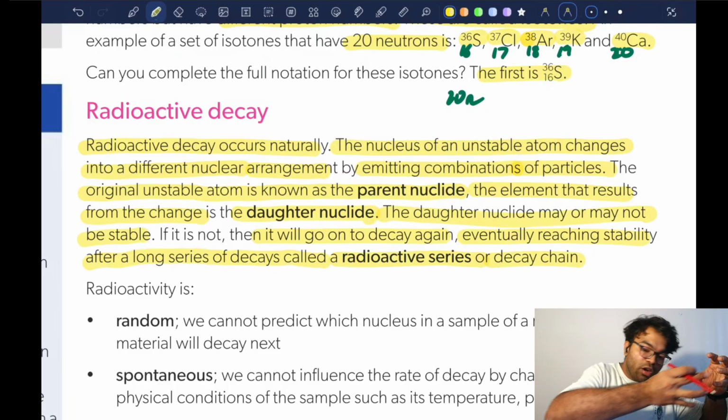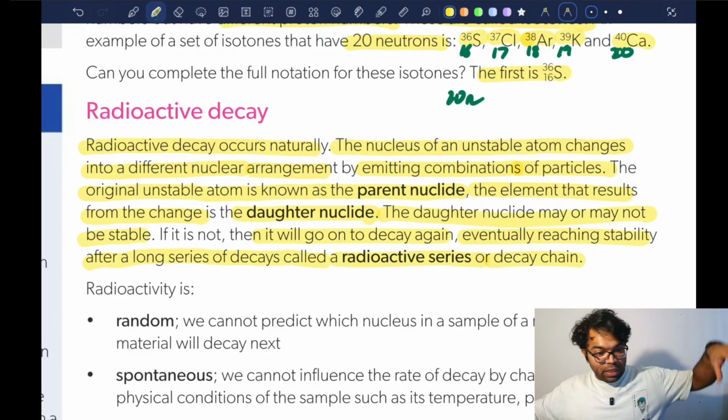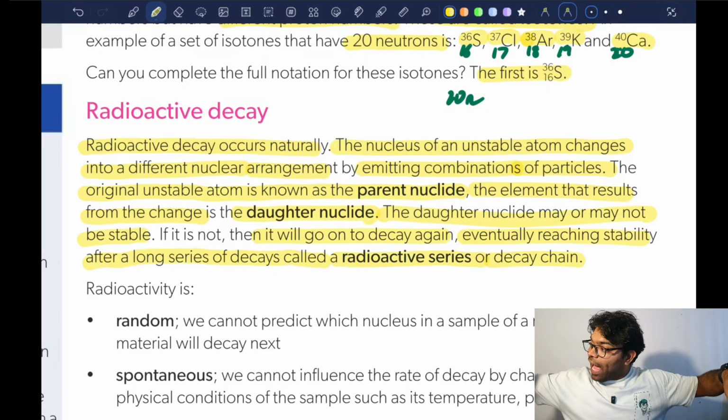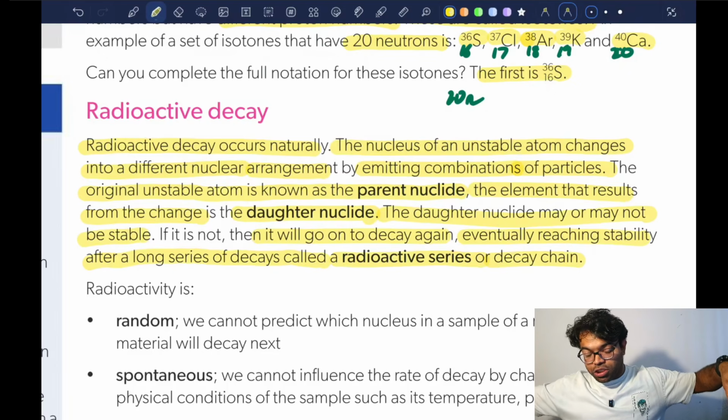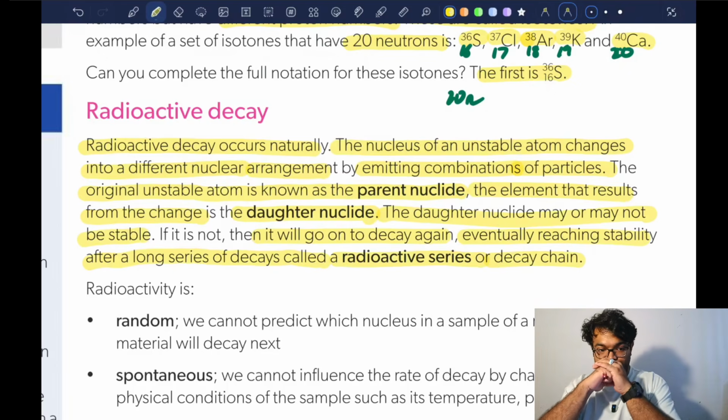Okay, so the chain of events that take place between the parent nucleus and the stable atom that it is eventually going to reach is called the decay chain. It's called the decay chain.